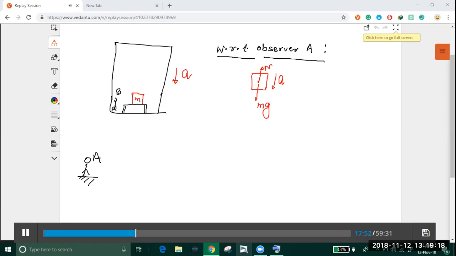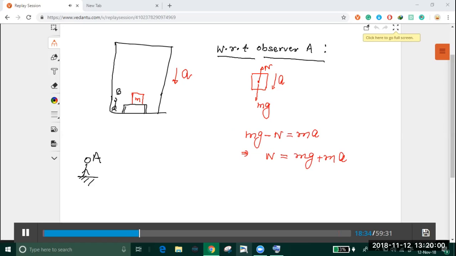Sir, is it N is equal to m(g plus a)? Yeah, N is equal to m(g plus a). So what you have to do is just the forces which are along the direction of acceleration will be considered as positive, right? So this will be mg minus normal is equal to ma. So this implies normal is equal to mg plus ma. So here you can see that normal is not always equal to mg, right? Here it's mg plus the acceleration.